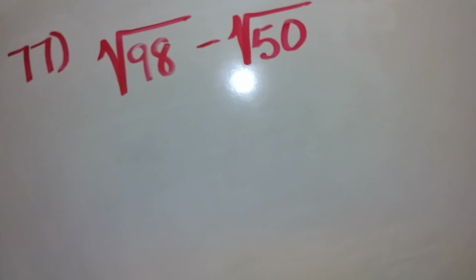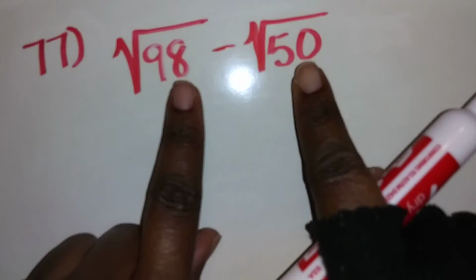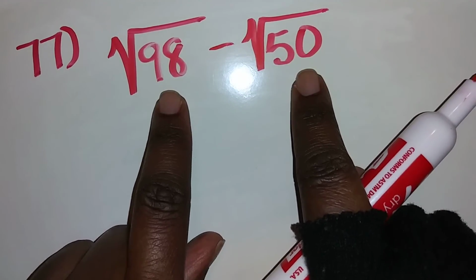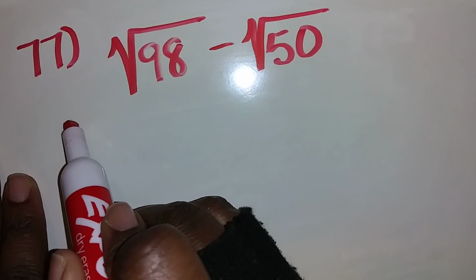So if you look at number 77, I have a radicand of 98 and 50. They are not the same. Because they're not the same, I cannot put them together. But I can break down 98 and 50. So let's see if we break it down and see if it'll work.